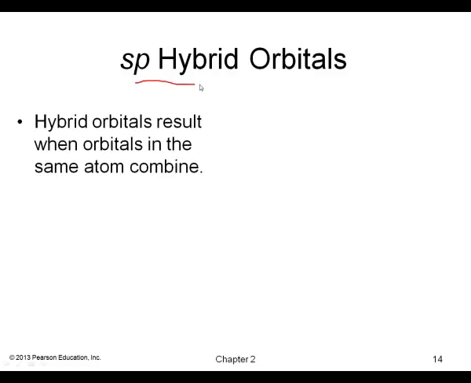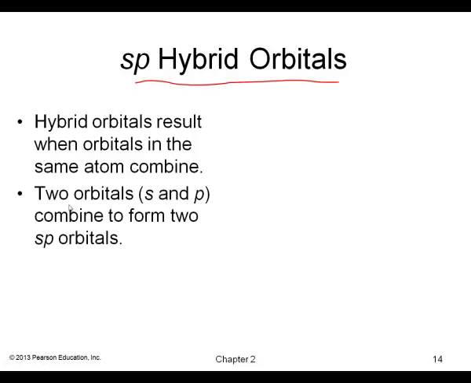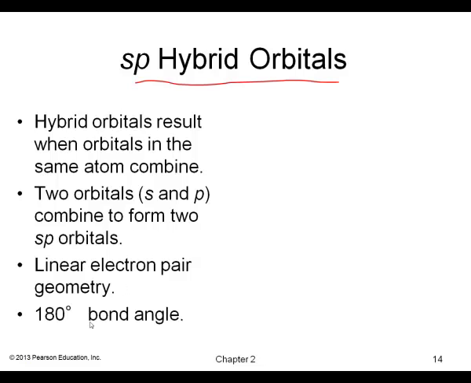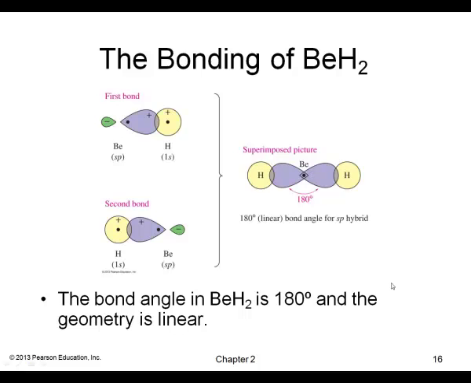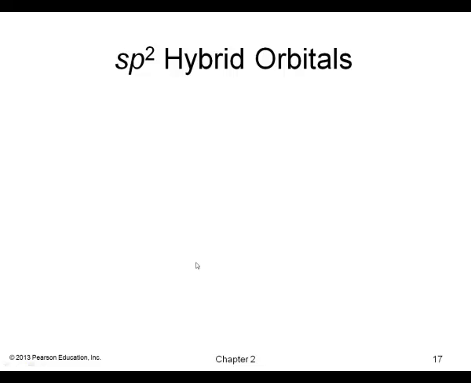Here looking at sp hybrid orbitals. When doing so, the two orbitals combine, that is the s and the p, to form two sp orbitals, and we get linear geometry. Again, bond angle 180. So here they attempt to show the picture of the sp orbital. Remember, it's a pretty fat orbital that we use here. Here they're looking at the bonding between hydrogen and beryllium. So we won't spend much time on this.